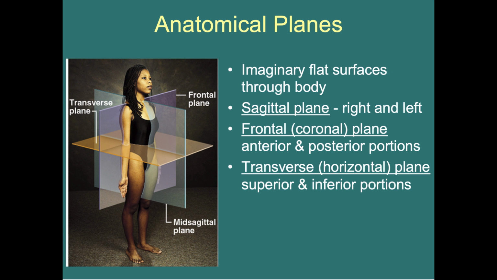So maybe you would see a plane running through her shoulder. Our frontal, also called our coronal plane, divides our bodies into anterior and posterior positions. So we can see this purple frontal plane here. And then our transverse plane, this orange one, is going to divide our body into superior and inferior portions.